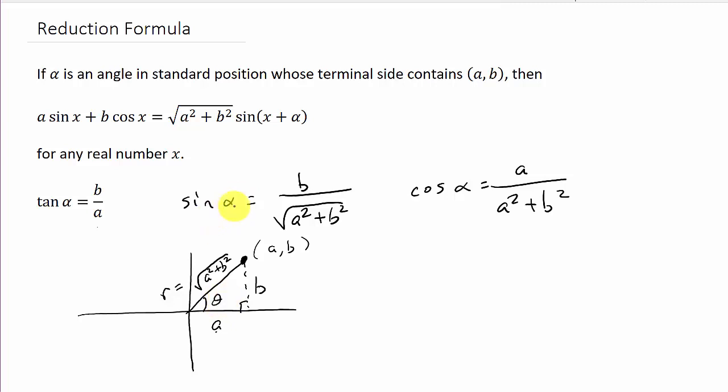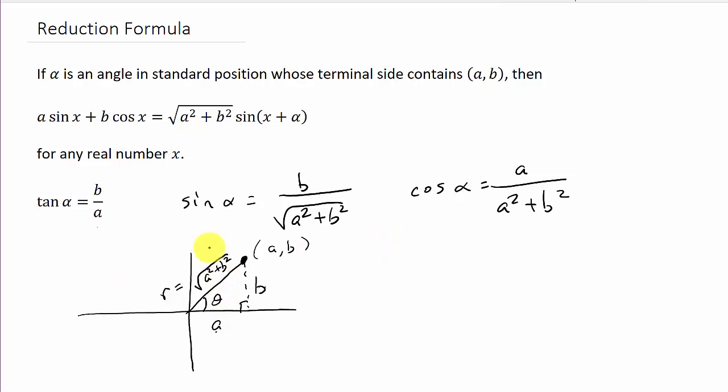But look at this. The sine of the angle, what's sine? Opposite over hypotenuse. You see that? And look at cosine. The cosine of this angle is adjacent over hypotenuse. So that's all that is.